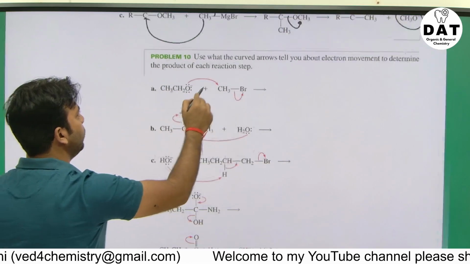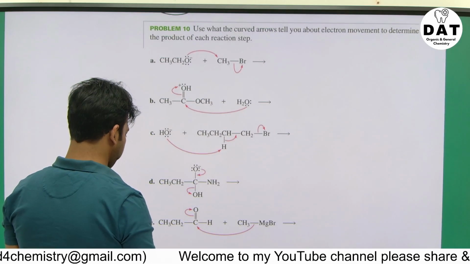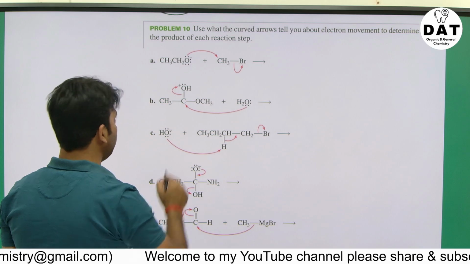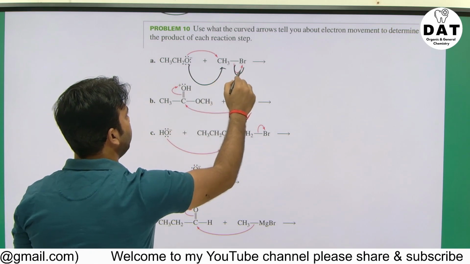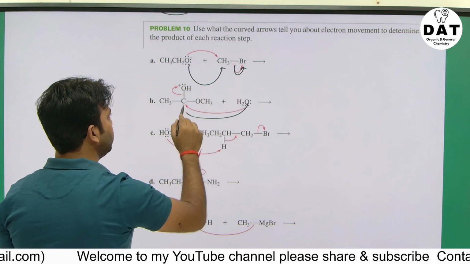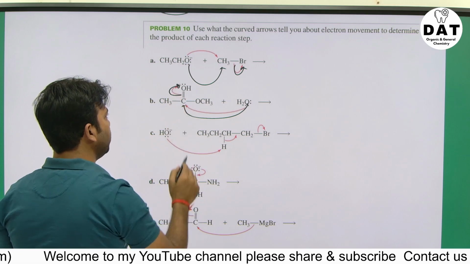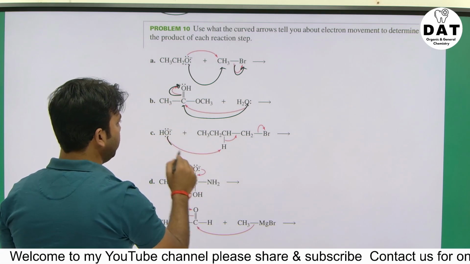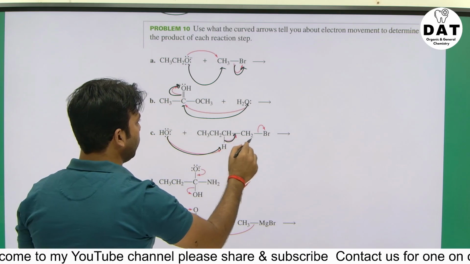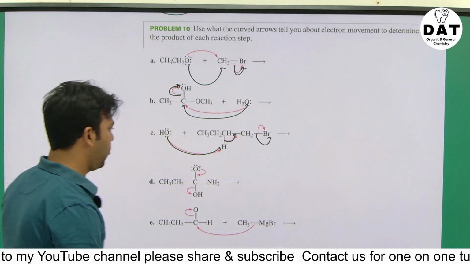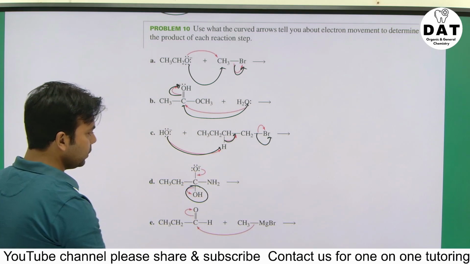Simple. Attack over here. It attacks over here and this Br leaves. Water as a nucleophile attacks over here. It leaves. It breaks. And then this grabs this hydrogen, it donates its electron to this bond, and then Br leaves. O reverts, OH leaves simply.